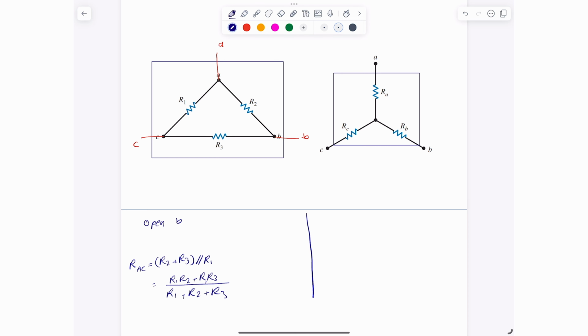Let's see what happens if we open up B from the Y perspective. So if we open up this one here and we don't connect it to anything, this particular resistor will be basically not connected. And what we have is simply RA plus RC, they're in series. So we can say the RAC is simply RA plus RC.